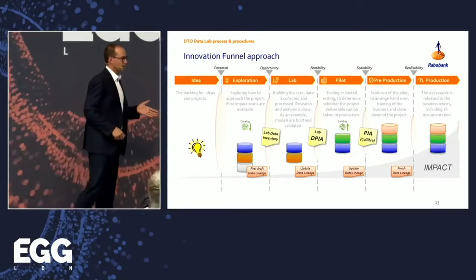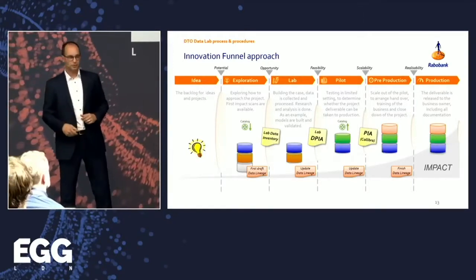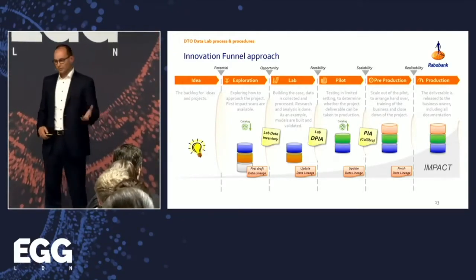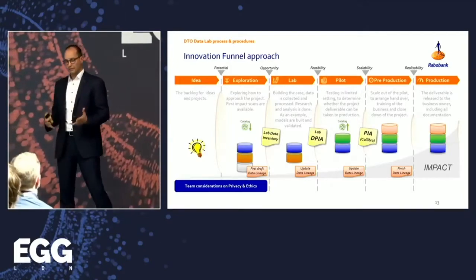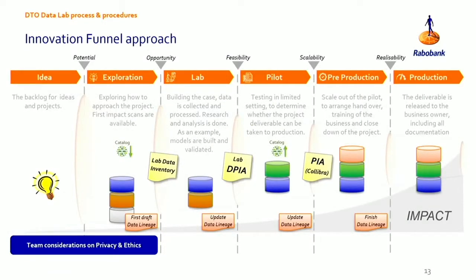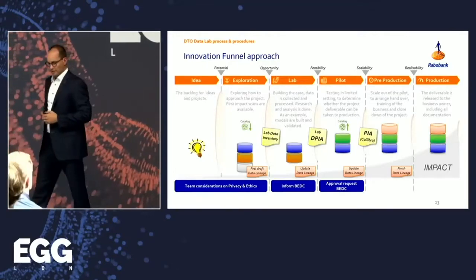A little bit of detail on that innovation funnel approach. The way we innovate within the Data and Intelligence Lab, the way we build our projects and create our AI applications, has several stages and several milestones. The first is having a backlog with ideas, then exploring in the first stages which of these ideas are feasible. That's where we train our people to look at privacy and ethics and take that into consideration. But there are also formal approvals needed, and throughout these innovation stages, we need an approval from the Business Employee Data Committee. So this is a safeguard in our innovation process.